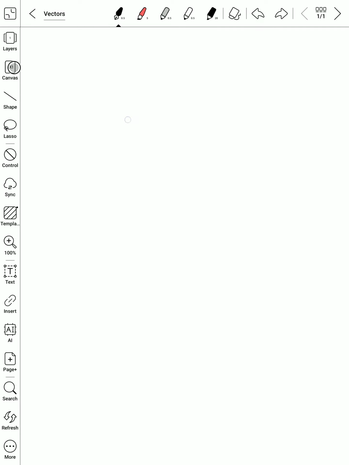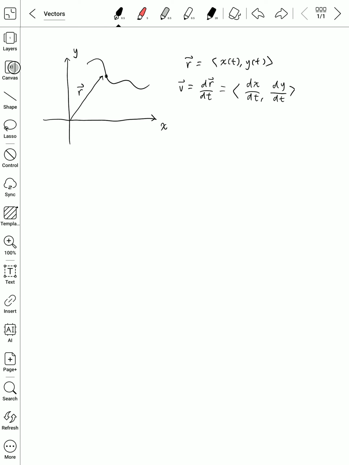So normally when we express velocity and acceleration, we use the xy coordinate system. Suppose this is our xy plane and our particle follows this path. Then we have the position vector, our arrow. The position vector has two components, x of t and y of t. Then velocity, which is defined as the derivative of r, equals this. And then acceleration, which is the derivative of v, equals this.